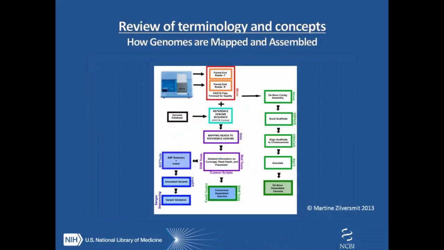So this is just a simple diagram of mapping. It shows that there are basically two paths for this. One is mapping to a known reference genome and then calling variants, and I'm going to show you how to do that with some of the stuff in our databases.